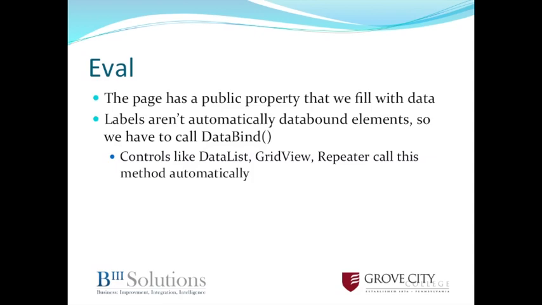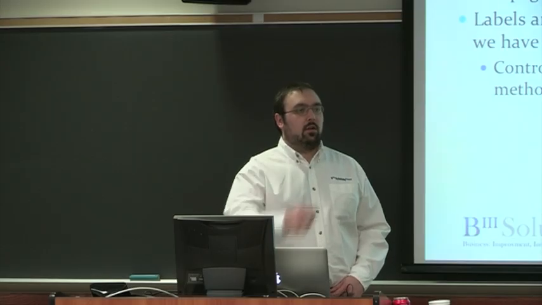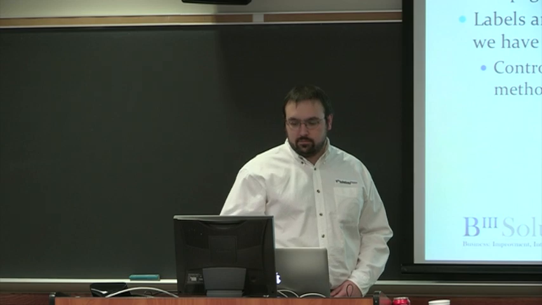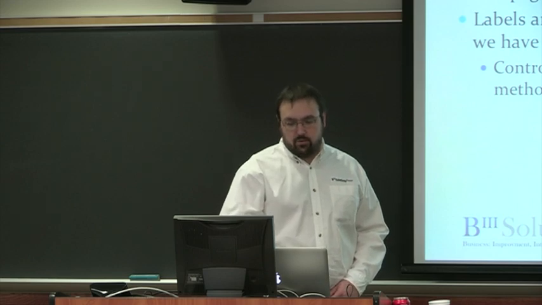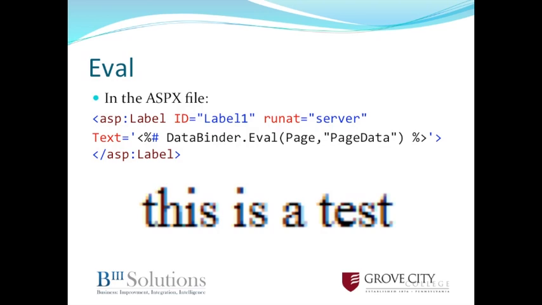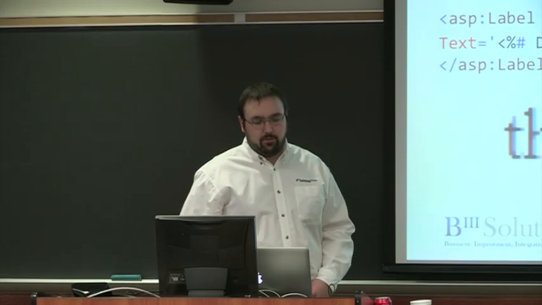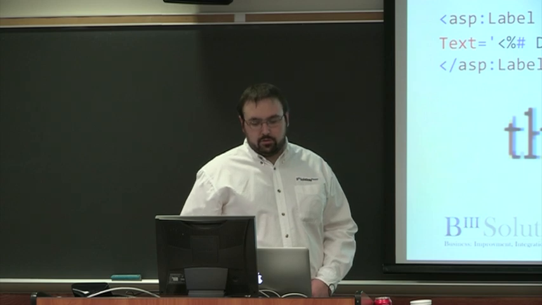Most data bound controls, like a data list or a grid view, call this data bind function automatically. However, controls like labels don't call it automatically, even though they have access to that. And we can see an example of this over here. In the text, we're calling data binder and evaluating that page data property. And that's going to, at runtime, bind whatever value is in that property to the label. Again, this is just an example of how you can use this eval function to bind data to your controls.